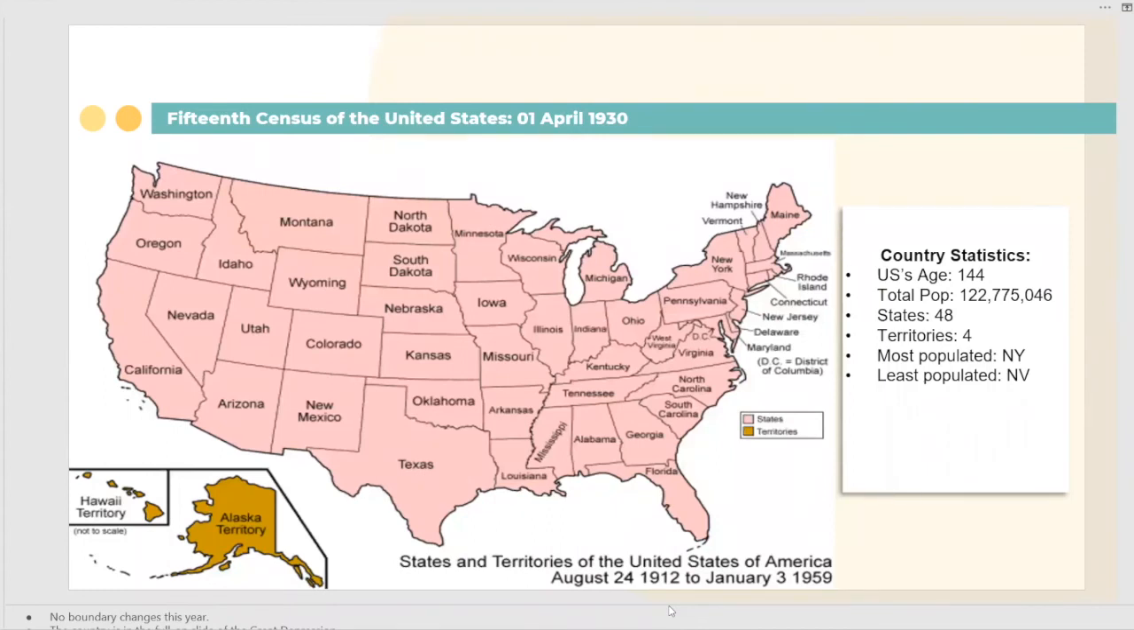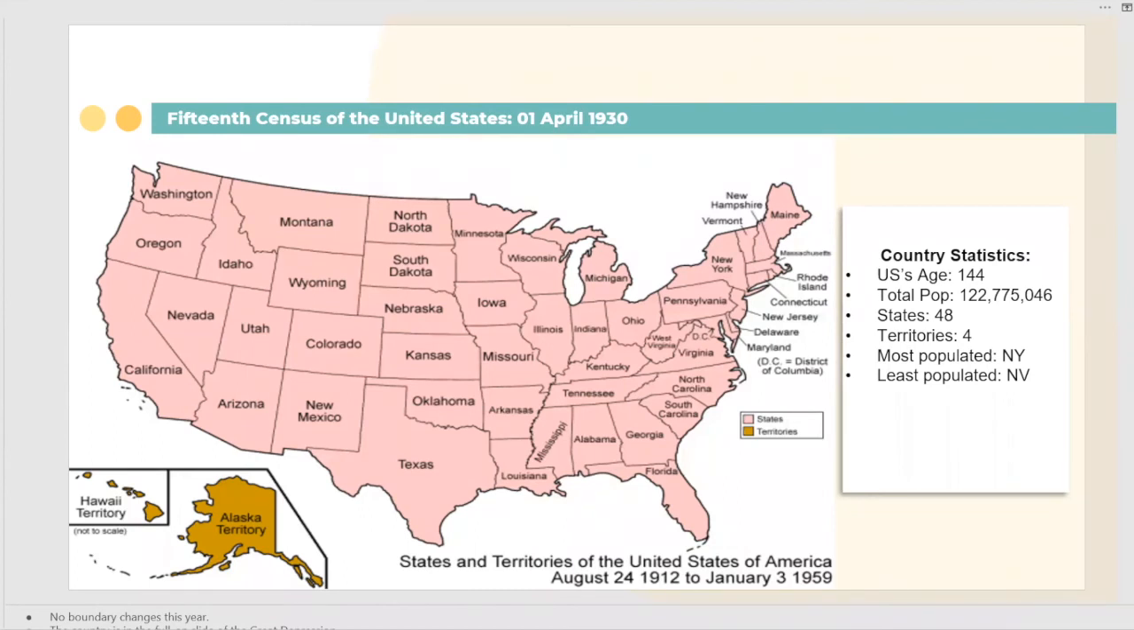Okay, 1930. So here we are going straight. There are no boundary changes this year. No boundaries are really going to change until 1959 when I think that's Alaska or Hawaii. I can't remember which one came first, is added. Same most and least populated states.